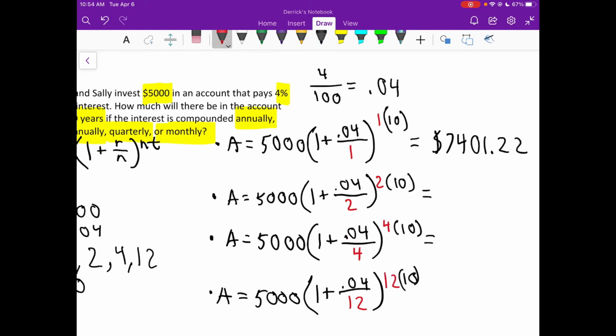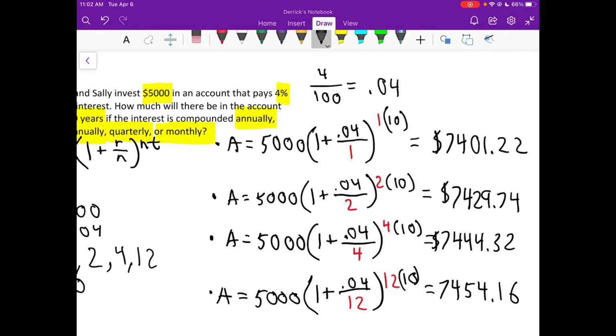So go ahead and pause this video and plug all those in, and then you can check back to see if you get it right or not. So here's what you should have gotten for plugging each of these into your calculator. A couple things I'd like to point out here. You certainly just take a look at the difference between what you got whenever we were compounding annually compared to what you got whenever we were compounding monthly.